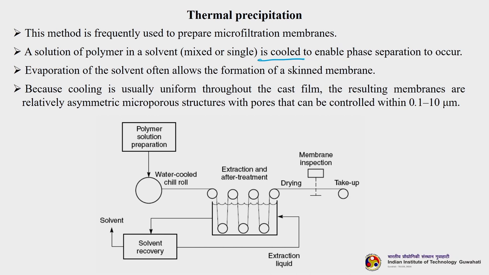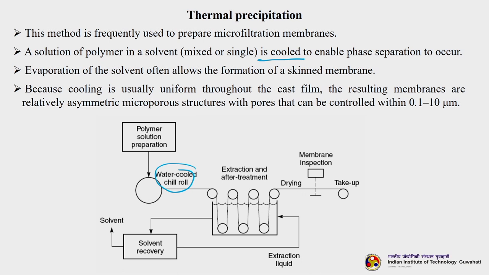The resulting membranes are relatively asymmetric micropore structures with pores that can be controlled within 0.1 to 10 micron. Very small pore sizes can be obtained. You can see this diagram, in which the polymer solution is poured on a water cooled chilled roll, which is rotating in this direction. Once the chilled roll cools the casting solution, it results in a polymeric film.